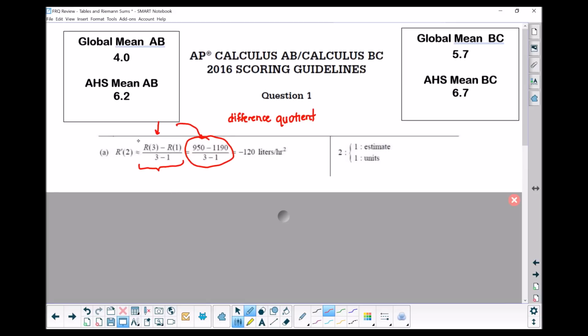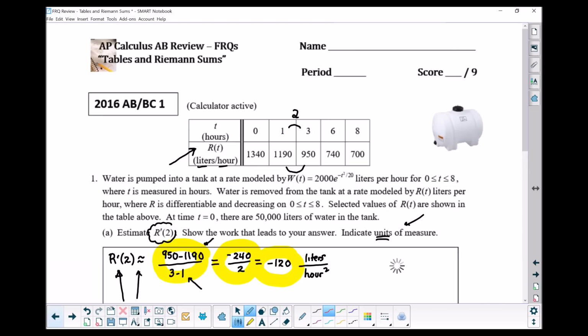Now, you cannot, this is very important. Let's say you want to write this step that I'm highlighting. All right, let me erase this piece here. You cannot stop there and expect to receive full credit. That would not give you your estimate point, because you still need to extract values from the table to figure out R of 3 and R of 1. Okay, so the minimalistic answer might very much look like what we had. Okay, well, there's a lot of highlighting on that, isn't there? So negative 120 liters per hour squared.